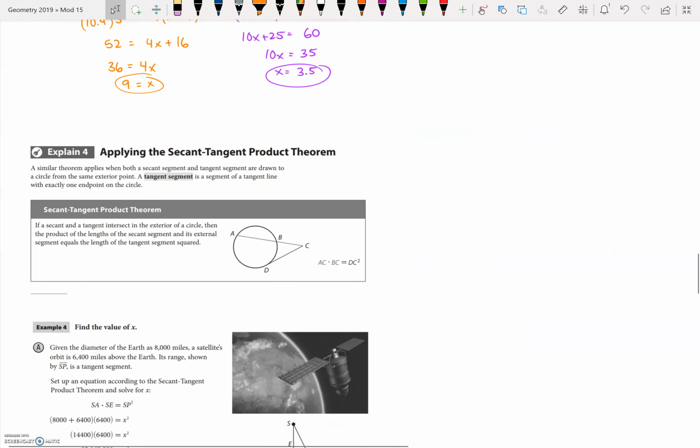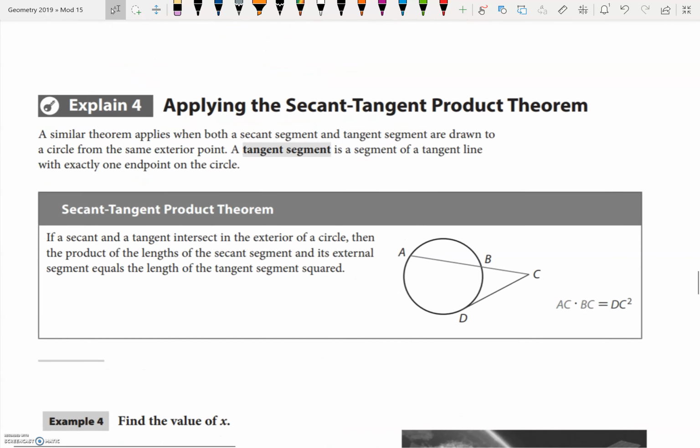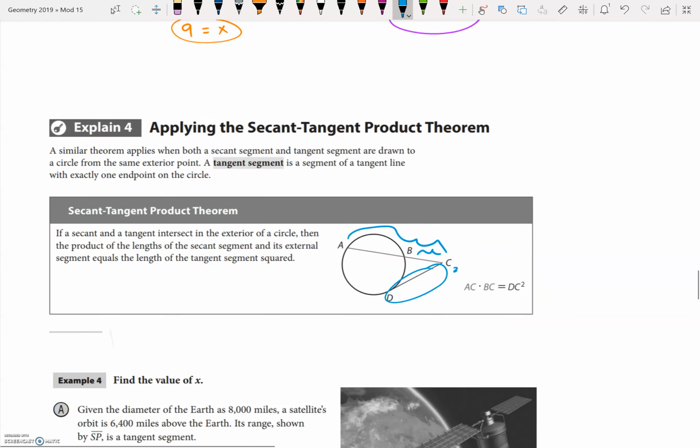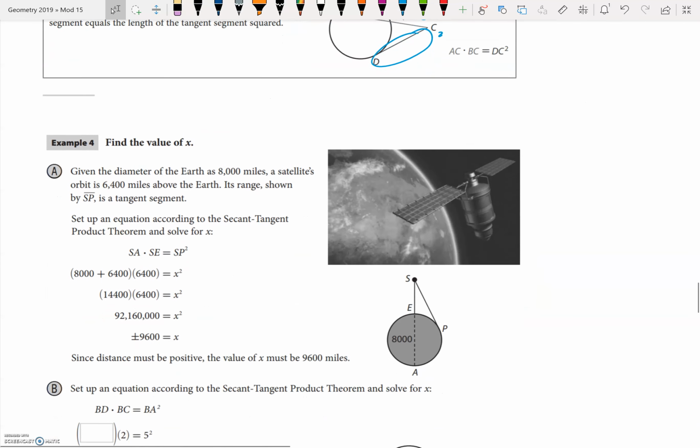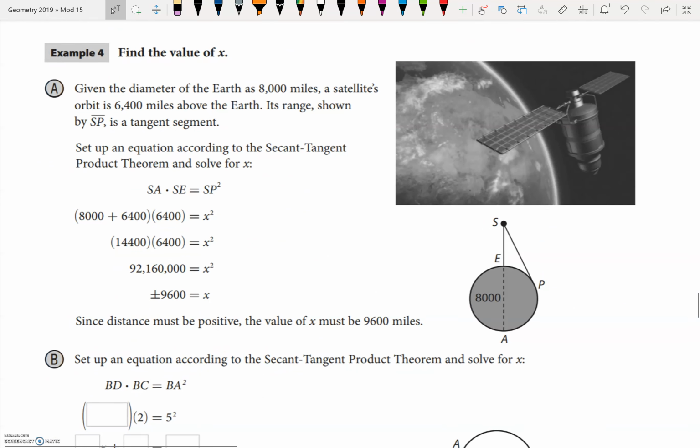So the last one is the secant-tangent product theorem. It says that we can take the entire thing times the outside, just like the previous one, equals this one squared. So the entire thing times the outside equals DC squared. That is the tangent-secant product theorem. They start off this one with a word problem. You're going to have a word problem in your homework, so let's go ahead and go through it.